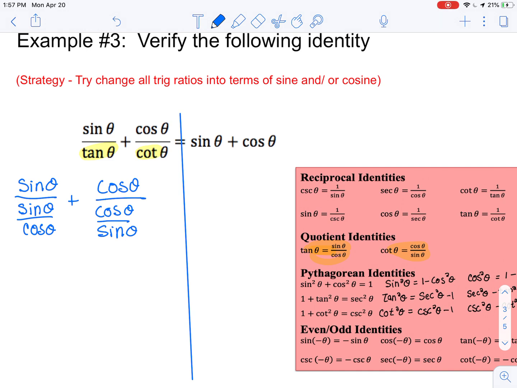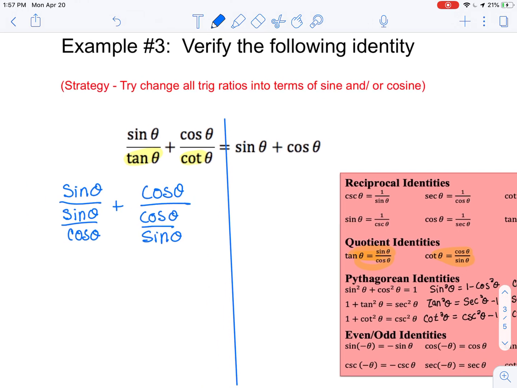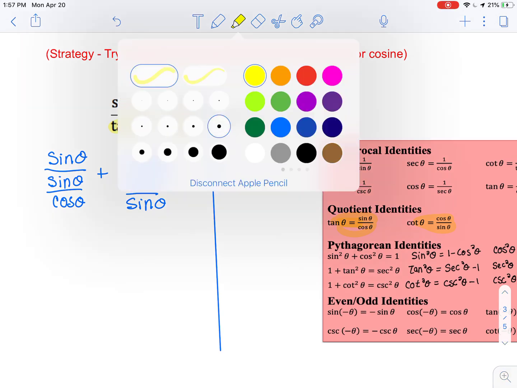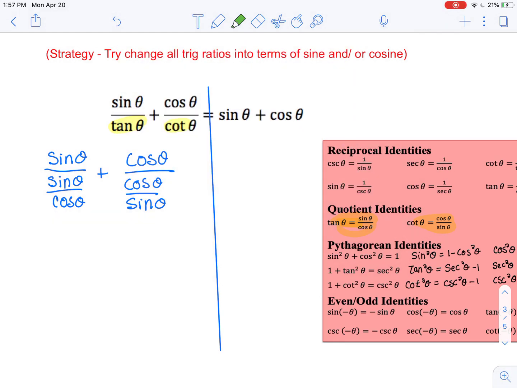I now have these two complex fractions, and I need to clean those up. I don't want to leave them like that. So I can really think about it as this is really just saying sine theta divided by sine over cosine, and cosine theta divided by cosine theta over sine theta. So how do we do that? We're going to really write this as a multiplication because division's really just multiplying times the reciprocal.